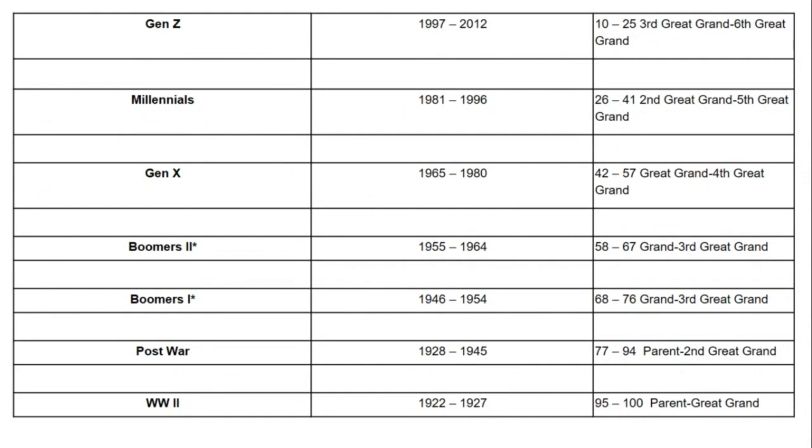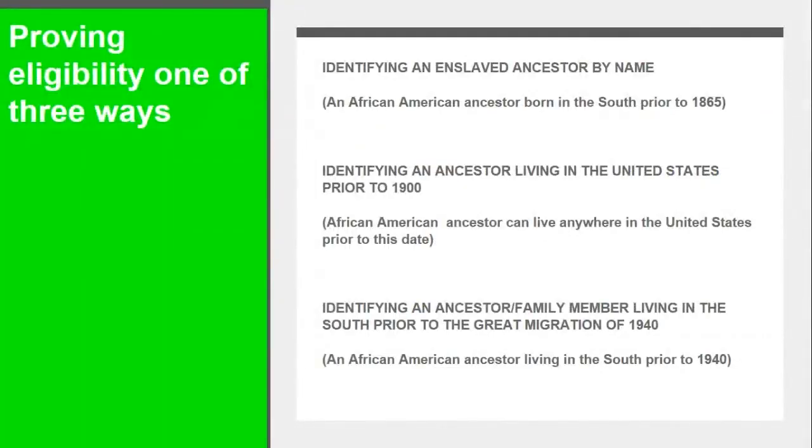Next slide, please. So I believe, yes. And so the proving eligibility, one of 3 ways. The first is identifying an enslaved ancestor by name, and that's an African-American ancestor born in the South prior to 1865. The second is identifying an ancestor living in the United States prior to 1900. That is, an African-American ancestor can live anywhere in the United States prior to this date because of the lack of voluntary African and Caribbean immigration to the United States. And the third is identifying an ancestor or family member, because we're talking about the 1940s. Many of those people are still living today, living in the South prior to the Great Migration of 1940.